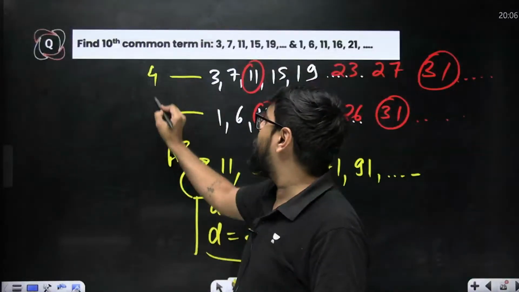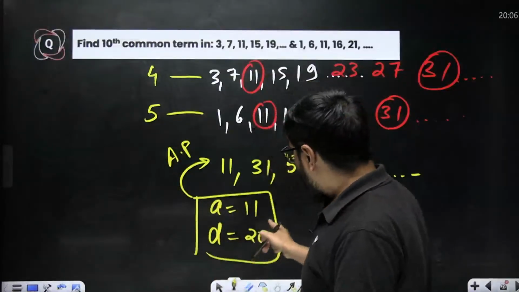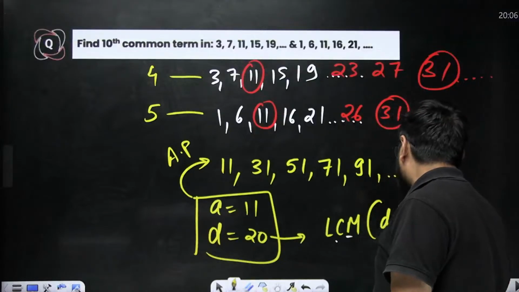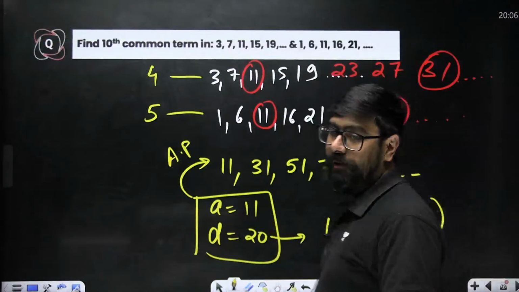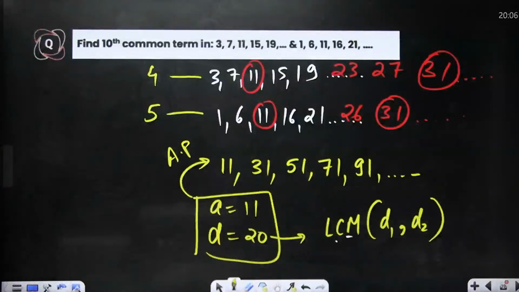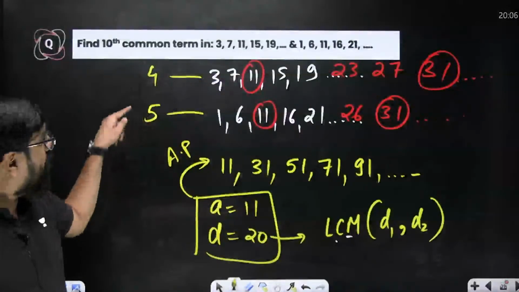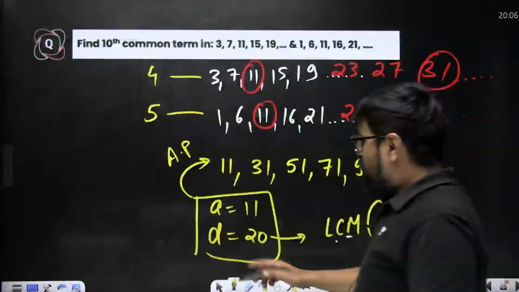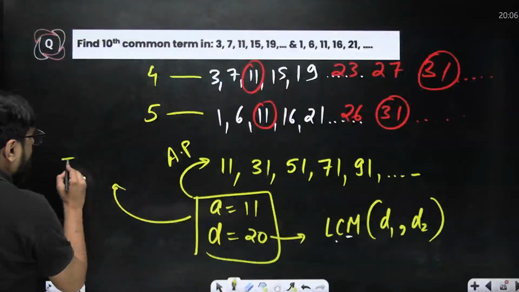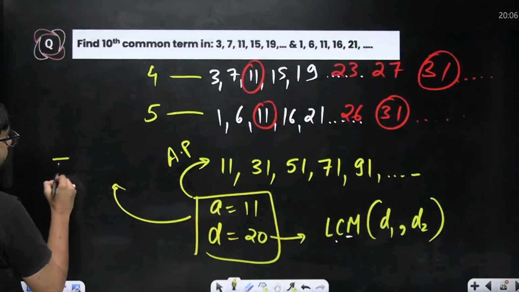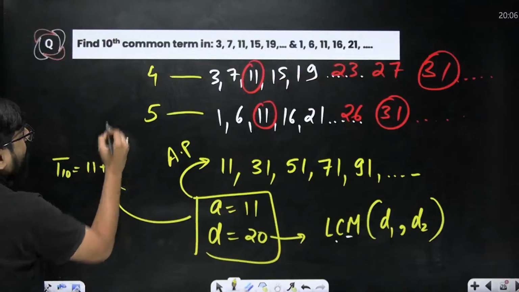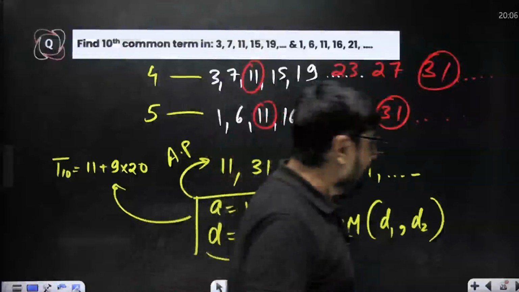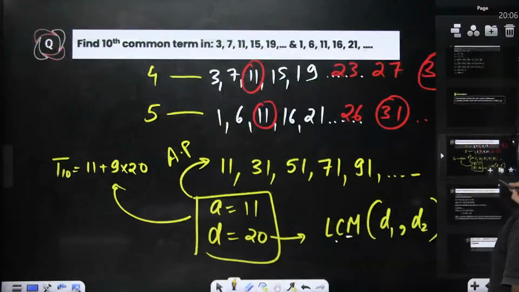Definitely. And the common difference of the common term AP. What is the common difference here? 4. What is the common difference here? 5. The common difference of this common term AP will be the LCM of common difference of the 2 or 3 APs, how many ever you have. Nothing but the LCM of 4 and 5 is 20. Correct? So they are asking you 10th common term of this AP. So T10 of the common terms AP. That means 11 plus 9 into 20. 191. Correct? Getting my point? Yes or no?